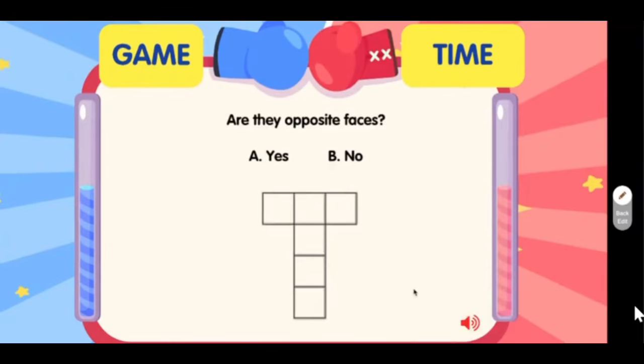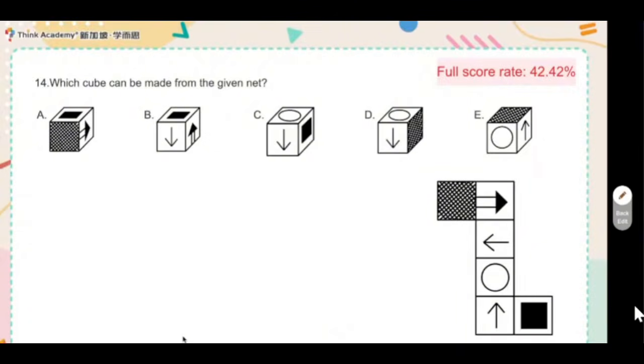Yes, A, because they are Z shape, right? Then this time, are they opposite faces, A or B? No, because you see, are they I shape? No. Are they Z shape? No. Okay, then this time, everyone, let's see question 14.